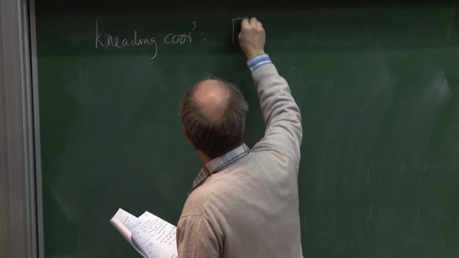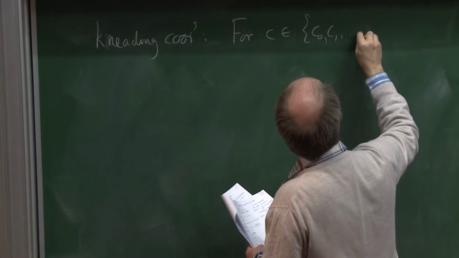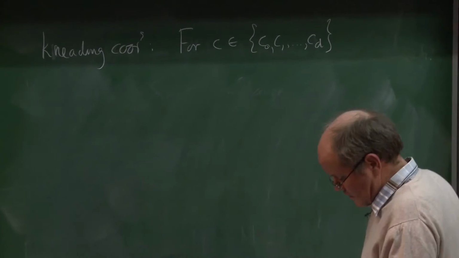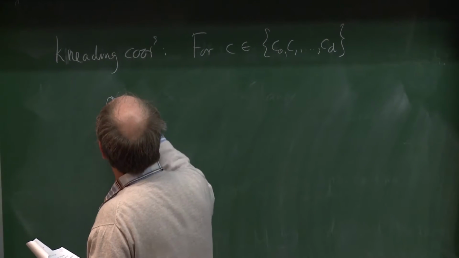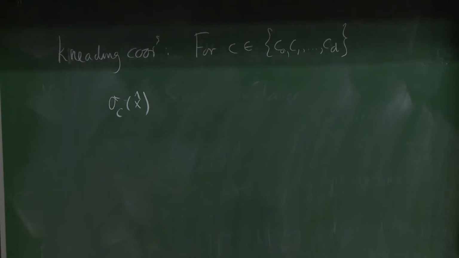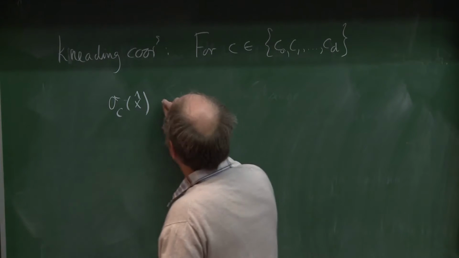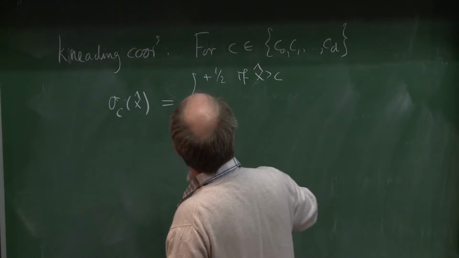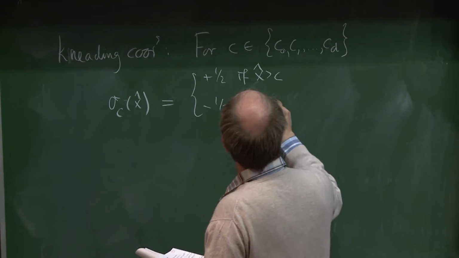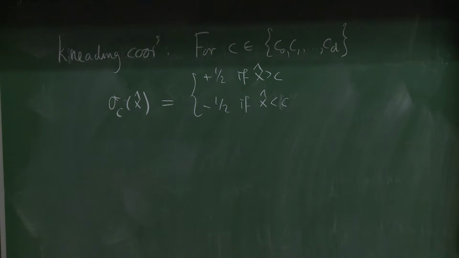So if you take C somewhere among the critical points, C1 up to CD, then you would like to say that a point germ is either to the right or to the left of the critical point. And the way you write this is to write plus 1/2 if x hat is bigger than c, minus 1/2 if x hat is less than c. Now, one of the important things about this notation is that you never get 0.